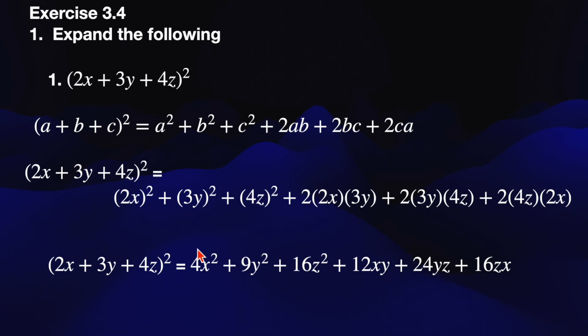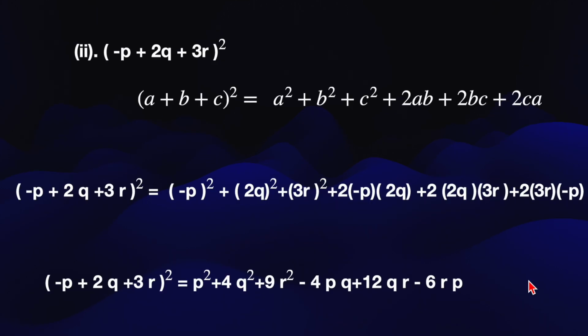Like this. Now you open these brackets. So what is (2x) whole square? It is 4x square. What is (3y) whole square? That is 9y square. (4z) whole square, 4 4s are 16, 16z square. This is 2 into 2, 4, 4 3s are 12, 12xy. So similarly 2 into 3 into 4 is 24yz, 2 into 4 into 2 is 16zx.